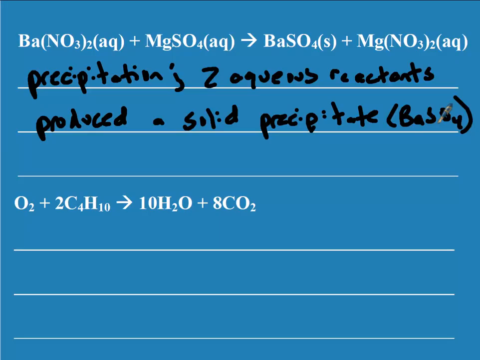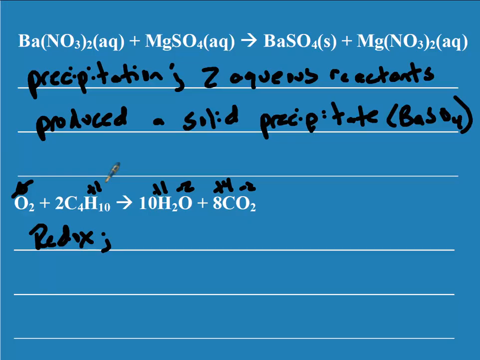So that first one should have been precipitation. We had two aqueous reactants producing a solid precipitate. Make sure you know that that solid precipitate was barium sulfate. So this one was redox.